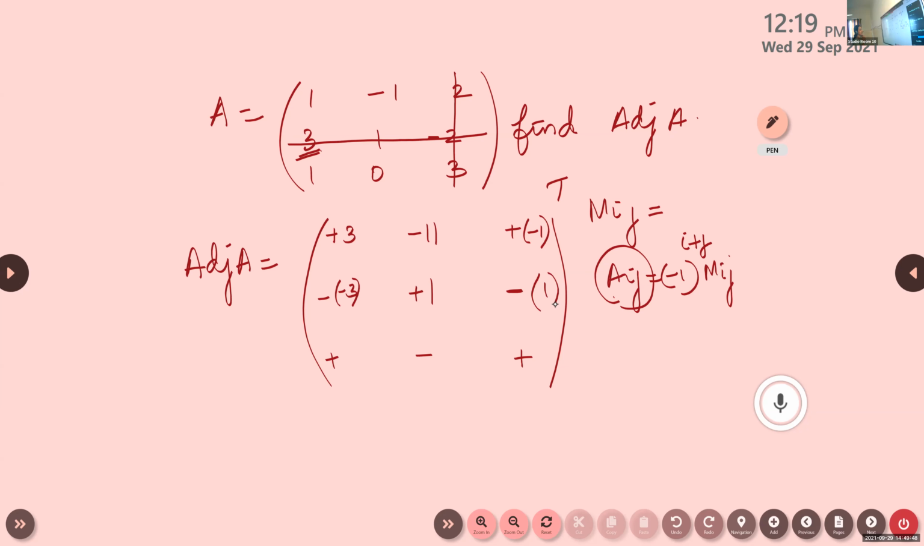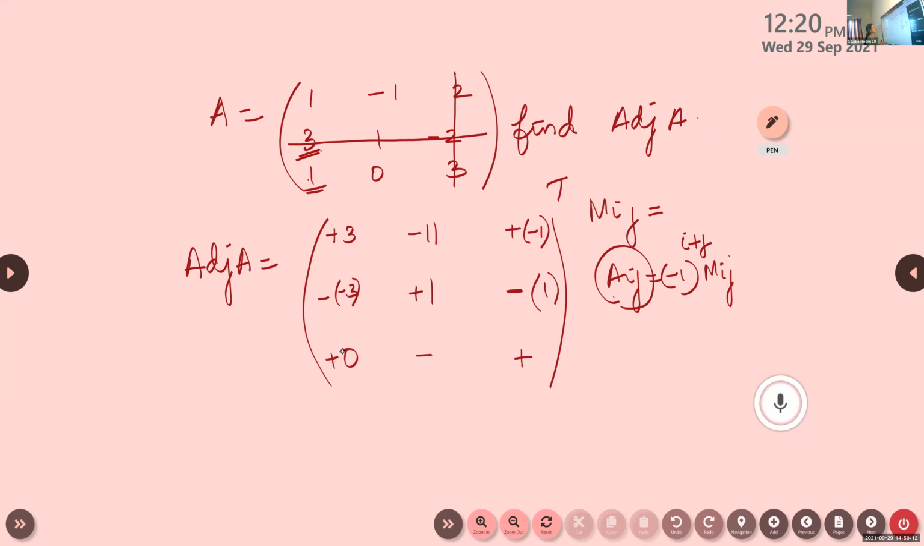Aditya, give the cofactor of the next element, 1. It is plus. Okay, plus is based on the position, i plus j. If i plus j is an odd number, you have to put minus. If i plus j is an even number, you have to write plus. So it is 1, 0. Okay, one second, I'll check.